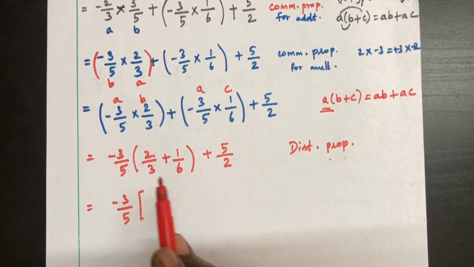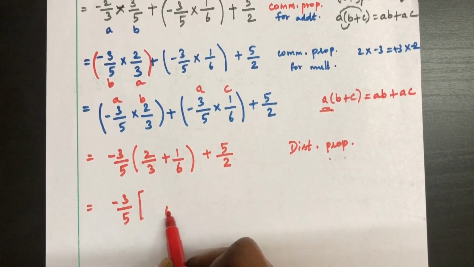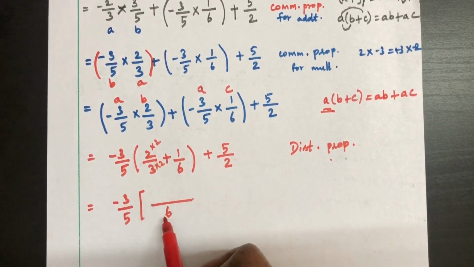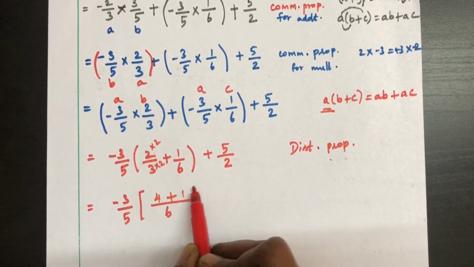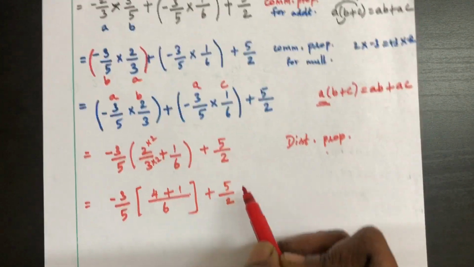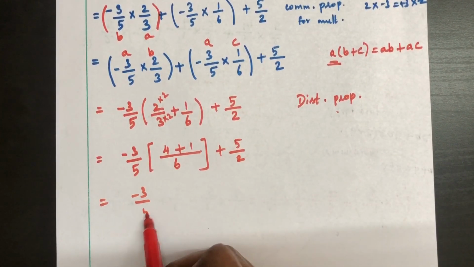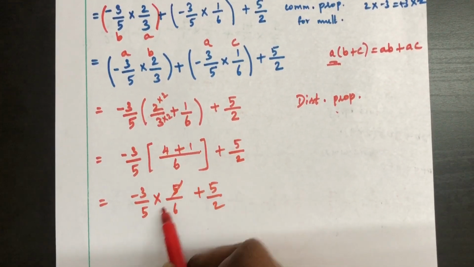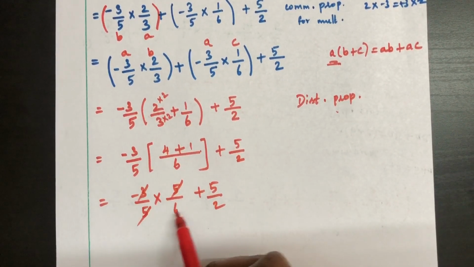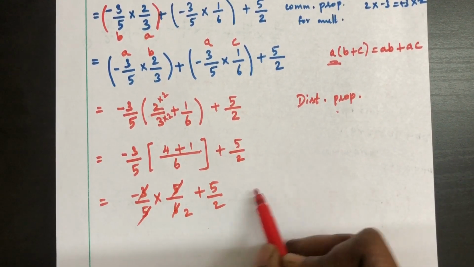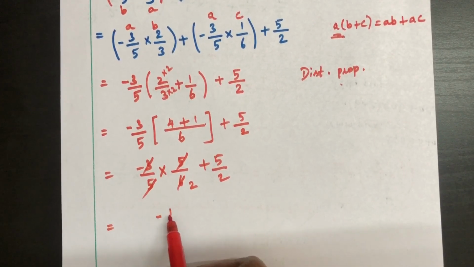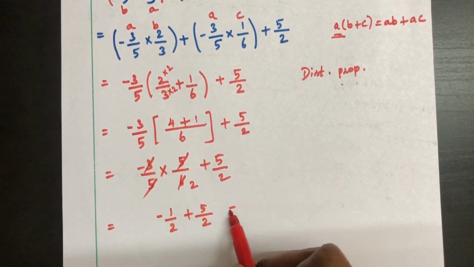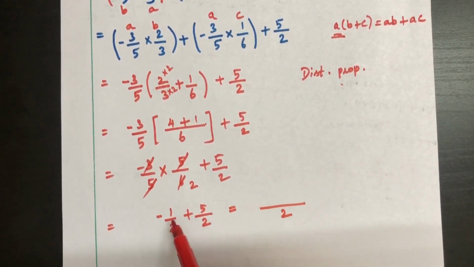You know how to solve this LCM. For 3 and 6, 6 is the LCM. 6 means what we need to do? We need to multiply with 2 in the numerator and denominator. So 4 plus 1 plus 5 divided by 2. So how to solve this? Minus 3 by 5 into 5 divided by 6 plus 5 by 2. So this will get cancelled. 1 times 3 is 3, 2 times 3 is 6. So this is equal to minus 1 by 2 plus 5 by 2. See, 2 in the denominator is common, so we just need to add the numerators.